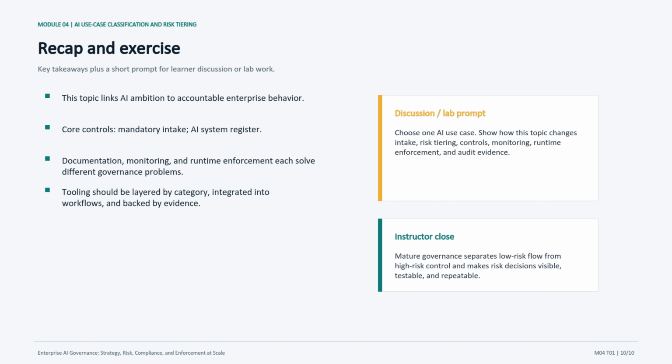For the exercise, I would have learners choose one AI use case and walk through intake, risk tiering, controls, monitoring, runtime enforcement, and audit evidence. The value is in making the governance path visible. When we move on, we will connect this to risk scoring by business impact, data sensitivity, and user exposure in AI use case classification and risk tiering.